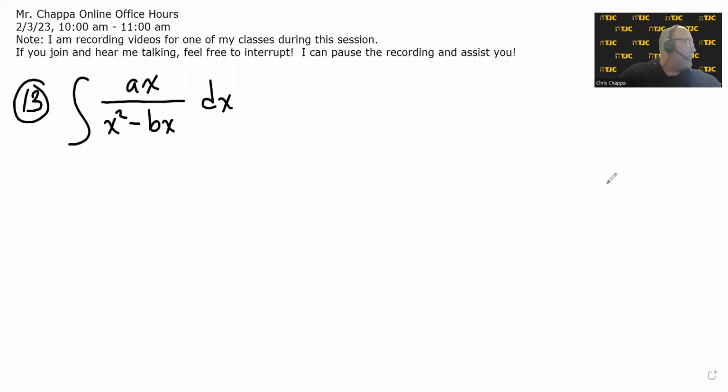Let's take a look at number 13. I'm doing it because it has unknown constants. The lowercase a, the lowercase b represent some unknown constants. Doesn't change how we're going to approach the problem. Just means you need to be a little bit more careful as we move forward.